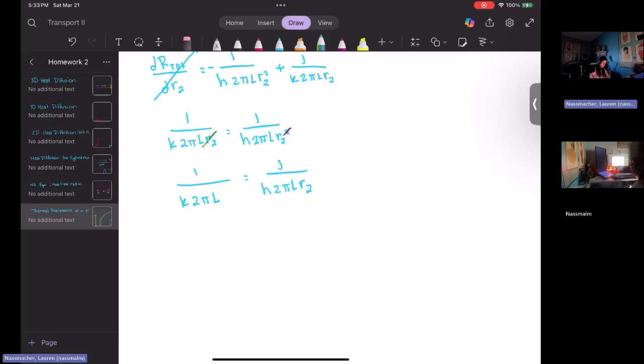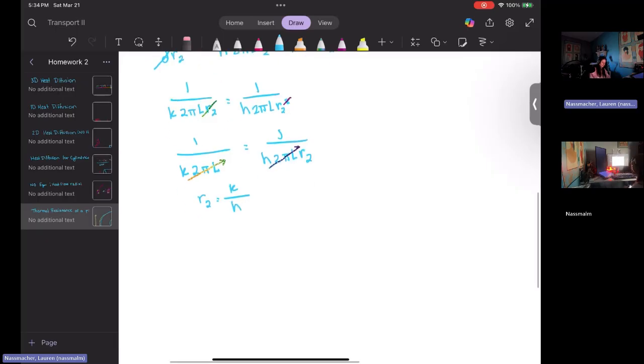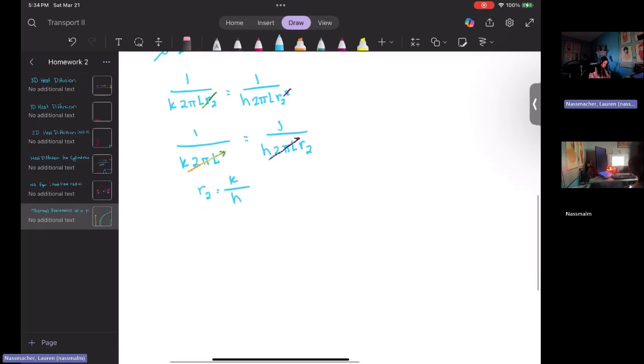Continuing on, canceling out certain variables, we find that our second radius is equal to our thermal conductivity divided by our thermal heat coefficient. And so if we plug this back in to our derivative for total resistance with respect to our second radius, we get that 1 over thermal conductivity multiplied by second radius minus 1 over thermal heat coefficient multiplied by our second radius squared. Now let's find the second derivative.